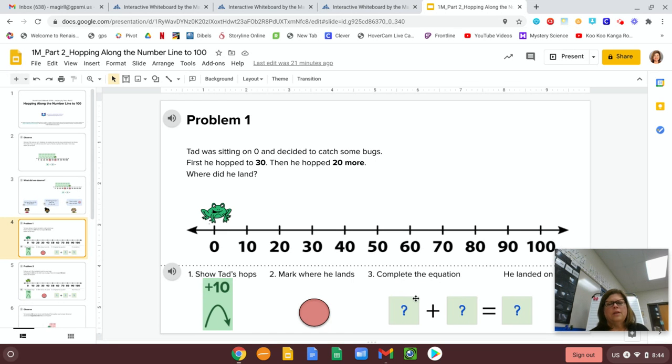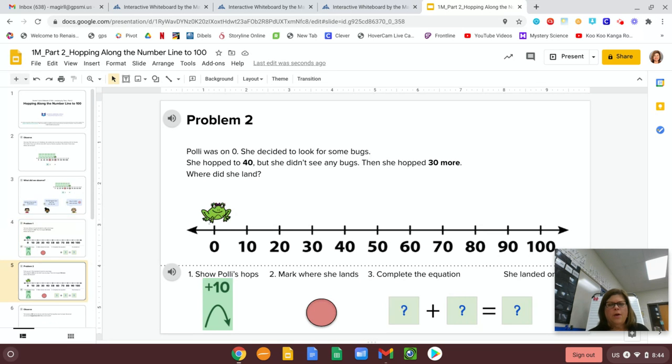Now, I don't know if I can write that. I'm going to see if it will work. Oh, it took it away. I wanted to type in a number. Sorry, guys. We won't worry about that. Here we go.